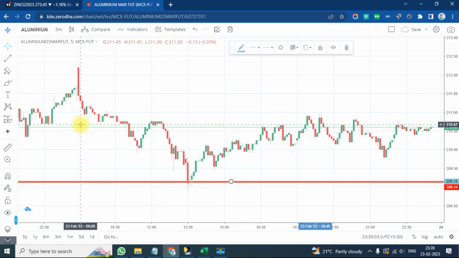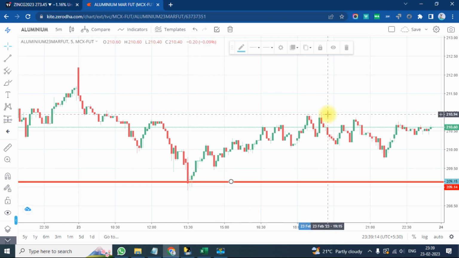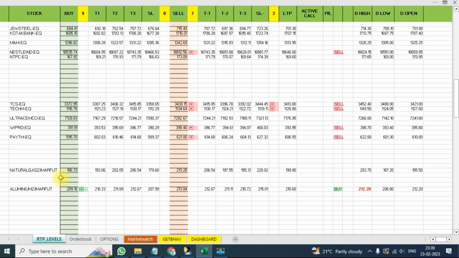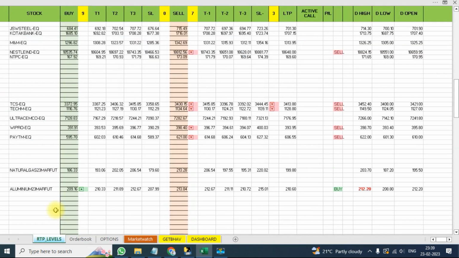This is the 23rd date. At 9 o'clock the market opened here, and the buying was generated at 1:30. You can see at 1:30 it touched our buying levels, and from there it went up almost 2 rupees, 1 rupee 90 paisa. Our first target was 211, and the second target was 211.90 paisa. So you can see the difference.